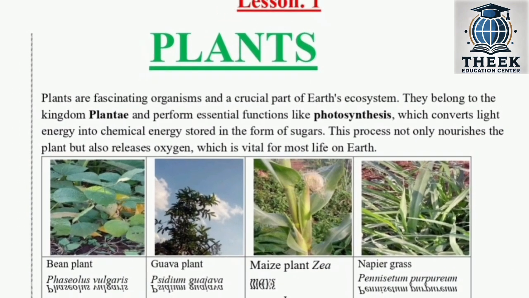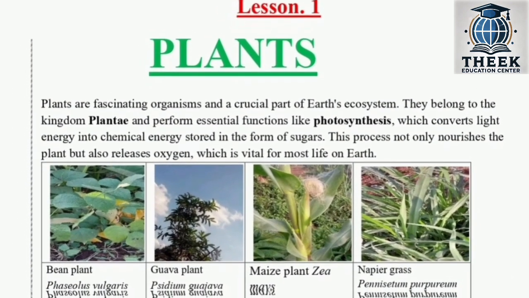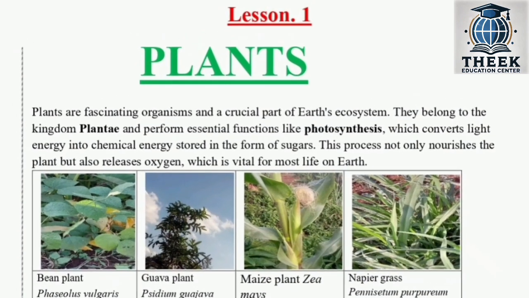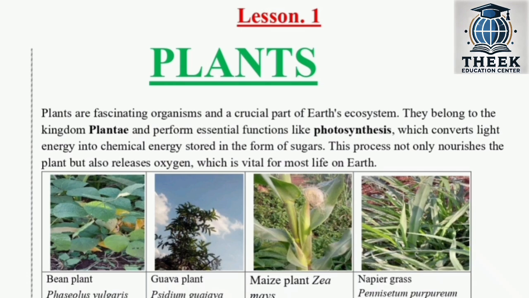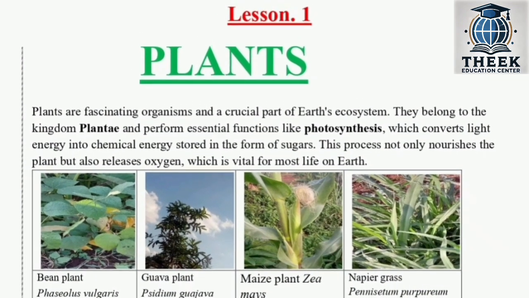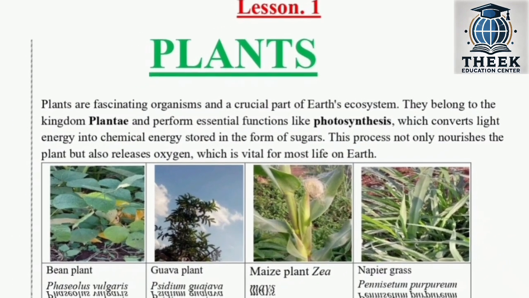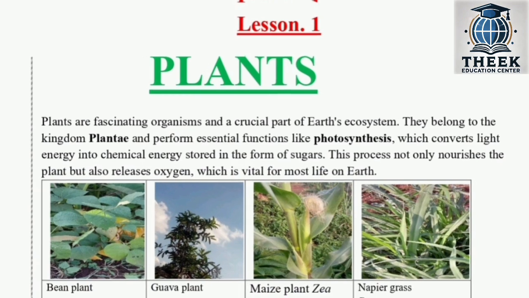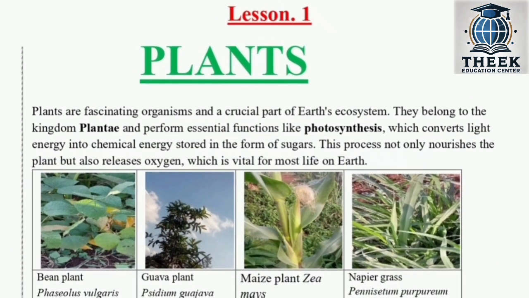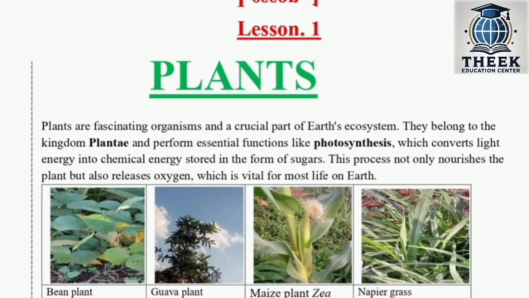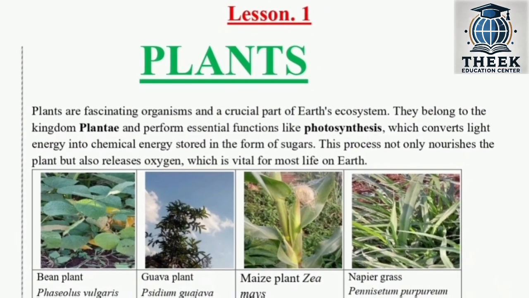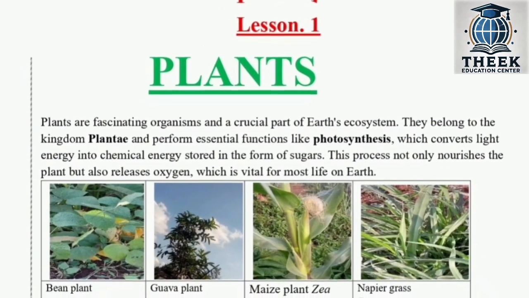If you look at the pictures or previews of the green plants, here we have the bean plant, Phaseolus vulgaris, a scientific name. We have the guava plant, the maize plant, and napier grass. Those are green plants. Those green plants are able to carry out photosynthesis since they have a green coloring matter.